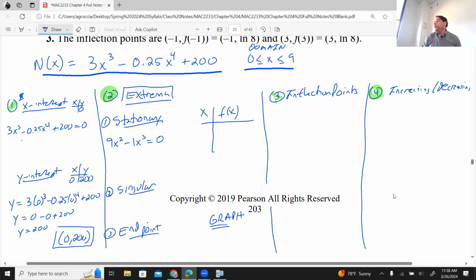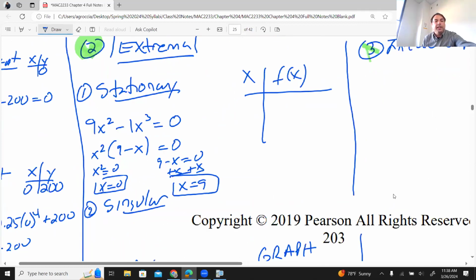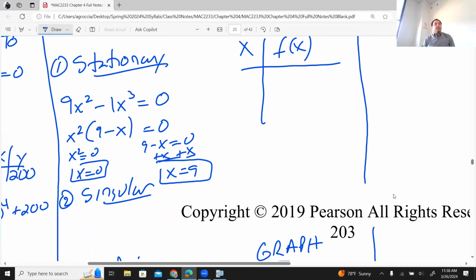So here, what can I do? I can factor out an x^2, which leaves me with 9 minus x, set that equal to 0. And then if I set each piece equal to 0, x^2 equals 0, x equals 0. And if I put 9 minus x equals 0, I can add x, x equals 9. So in this process, we find that we get 2 possible points, 0 and 9.